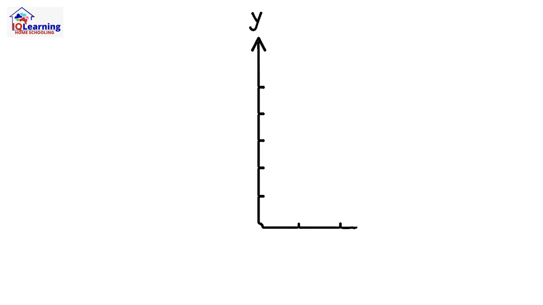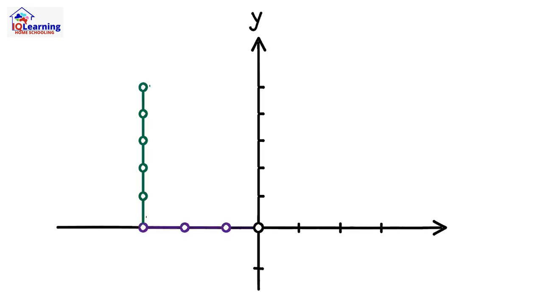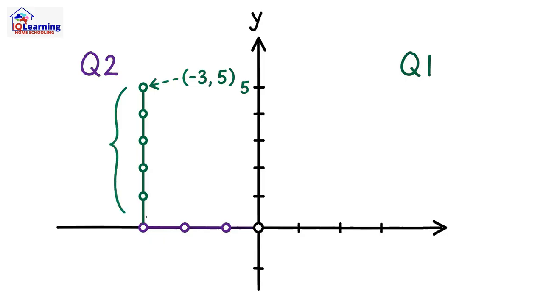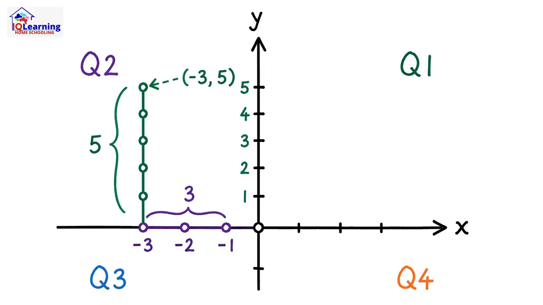Let's try it. To find the point (-3, 5), you start at the origin. The x-coordinate is -3, so you walk 3 steps left into the negative zone. The y-coordinate is 5, so you move 5 steps up. You've just landed in quadrant 2.